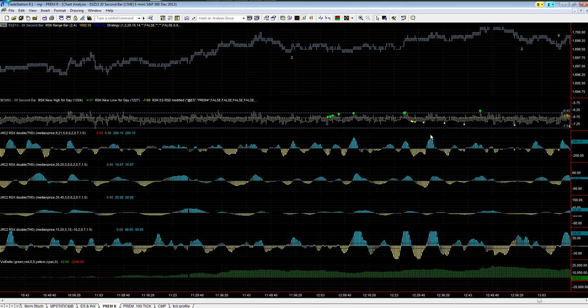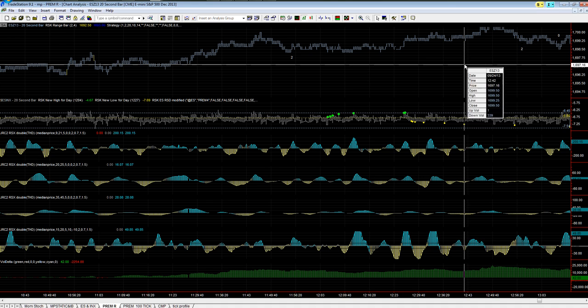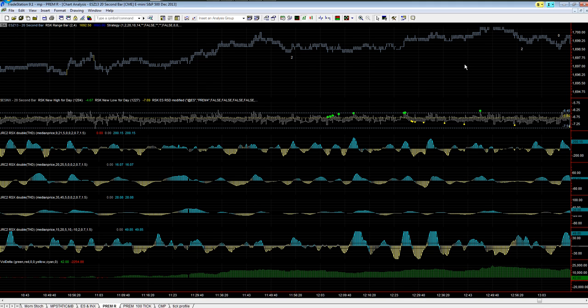1227. Market is moving up, but what's happening to the premium? Premium is moving down. Okay, premium is moving down. So that should be a heads up.